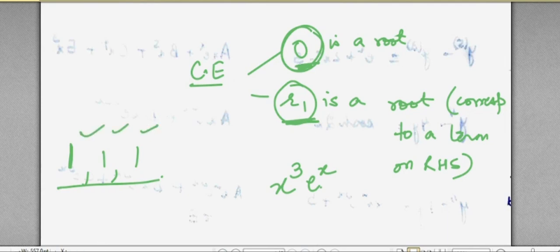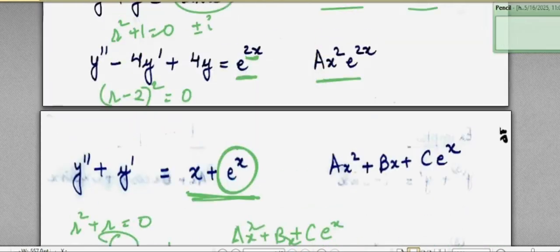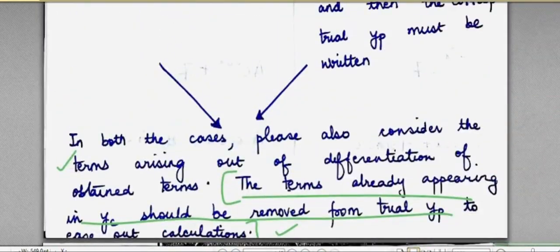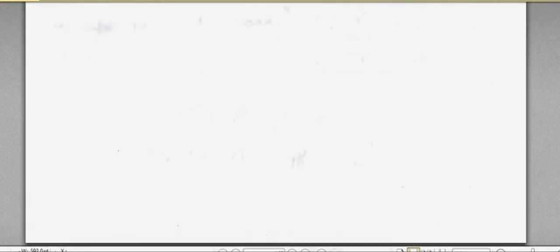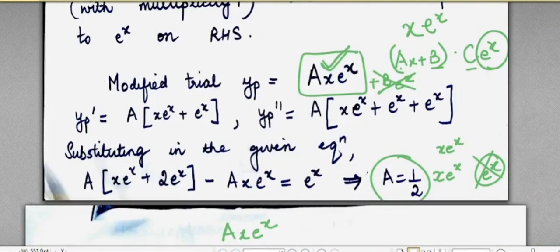So that's how you modify your trial YPs and write the most optimized trial YP after removing duplication with YC to ease out calculations, and then apply the standard method, substitute this trial YP in your given equation and find out the undetermined coefficients.